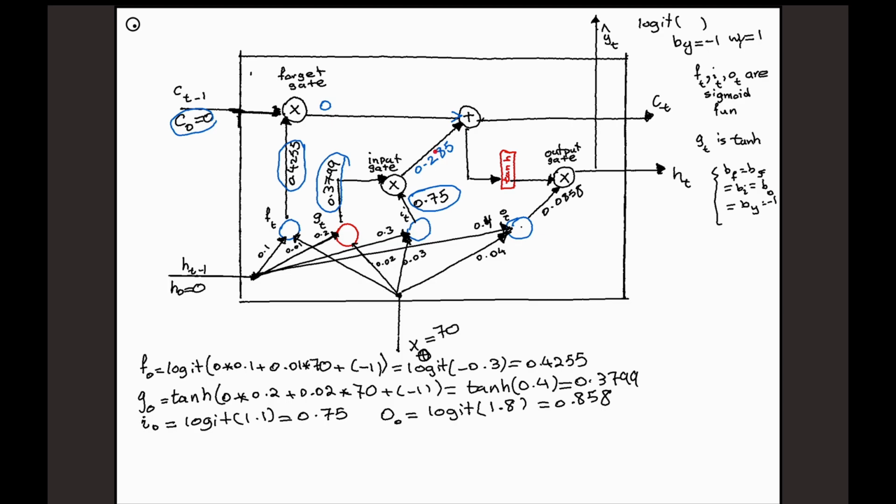0.285 is also fed to this plus number. So our output for C, which is our long-term memory, let's call it C1 now, would simply be 0 plus this number. So that will be 0.285. So this is our long-term memory that is being carried forward.